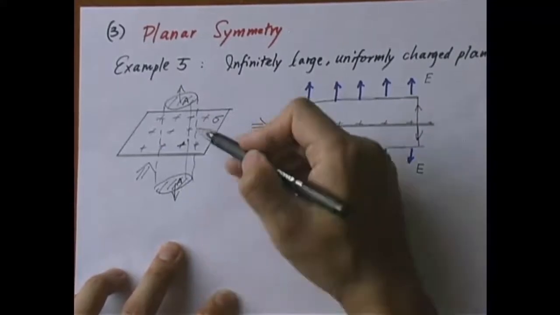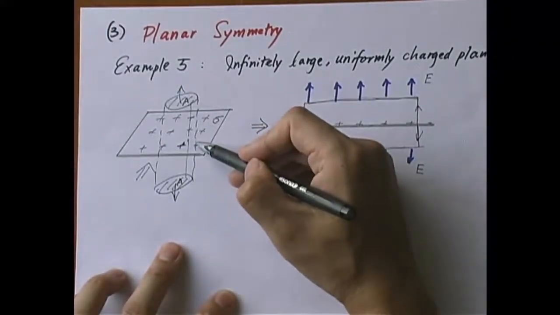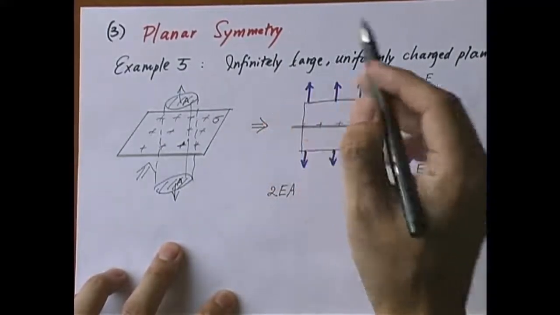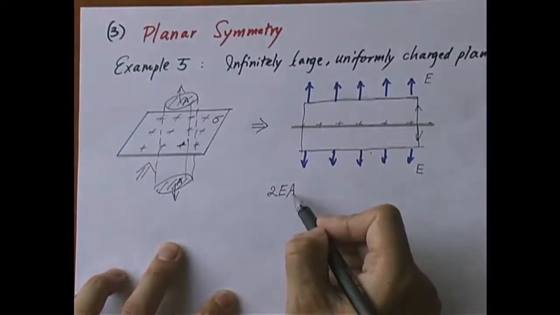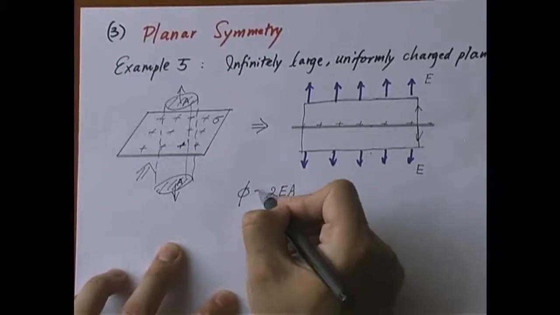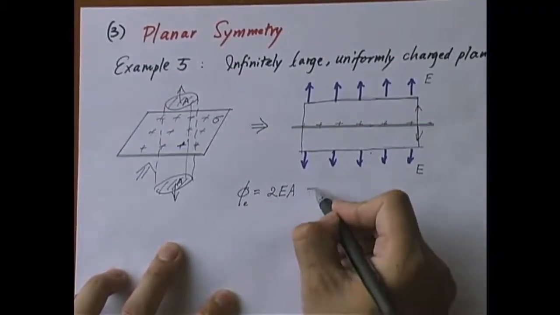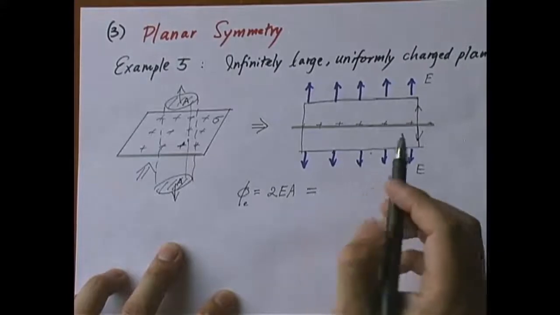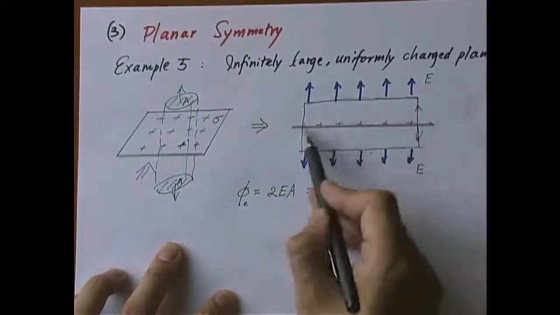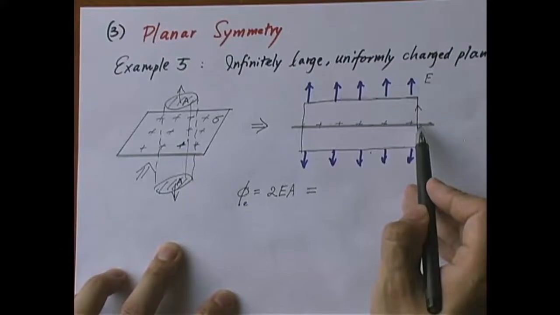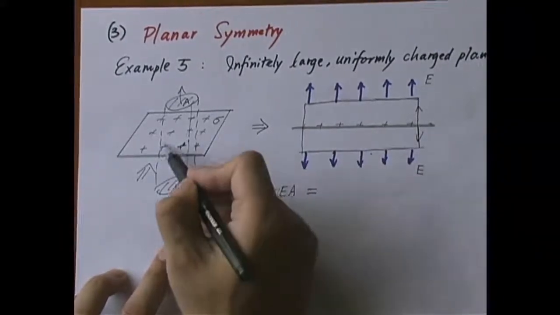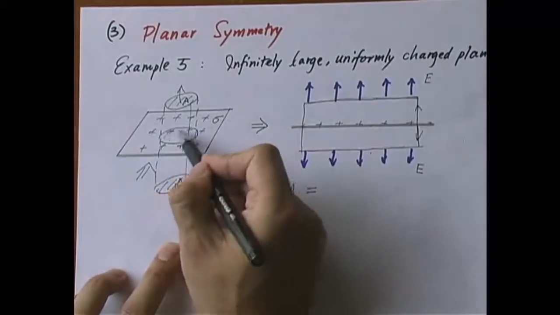And there is no flux going through the side because the electric field lines are parallel to the surface on the side. So that is all the flux there is going through this Gaussian box. But according to Gauss's law, that should be equal to what? The total charge enclosed by this Gaussian box divided by epsilon naught. How much charge did we enclose? That much charge.